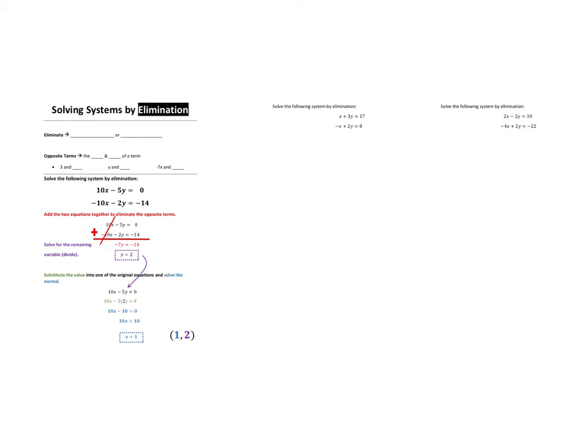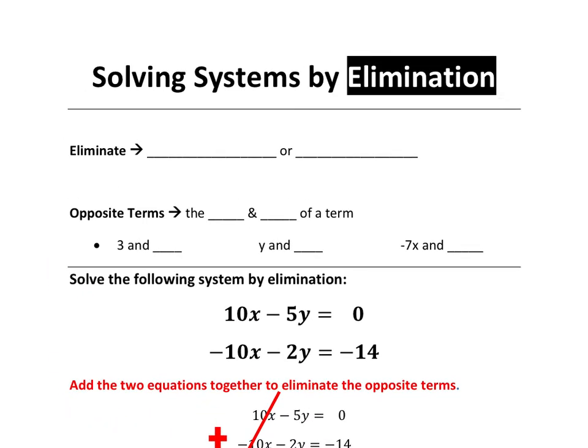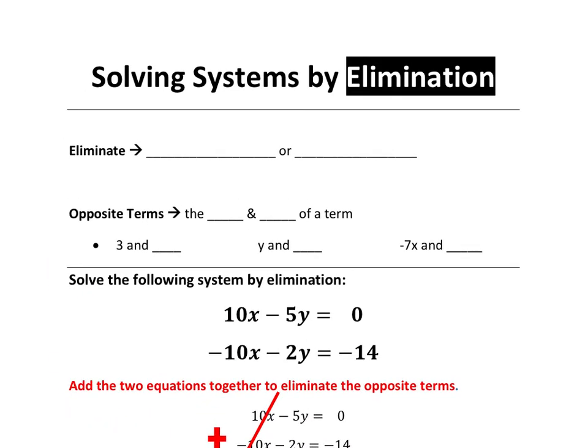So far, you've learned 2 of the 3 methods to solve a system of equations. Today we're going to be working on the method that's called elimination. Now when I'm talking about eliminating something, I'm talking about crossing it out, like you would on a multiple choice test and eliminating it, or I'm talking about getting rid of.